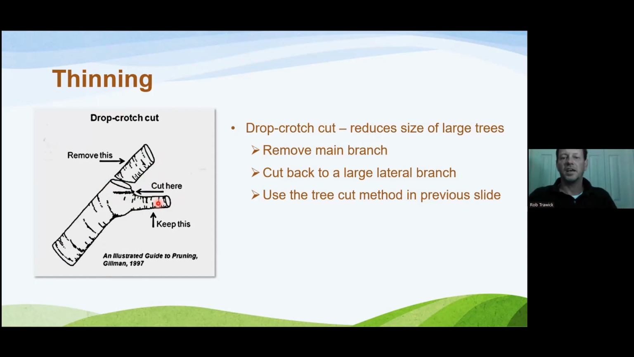And again, if they're large limbs, you want to go back to that tree cut method, which is that 3-cut, the underneath, to make sure you don't strip any cambium away.